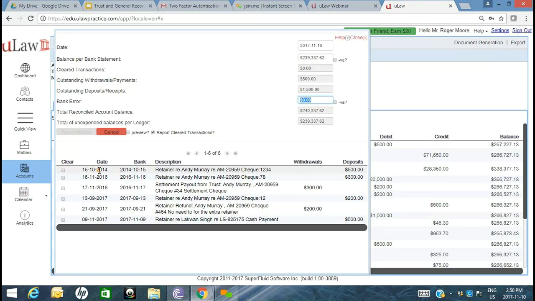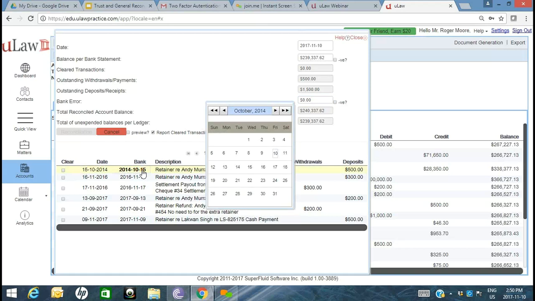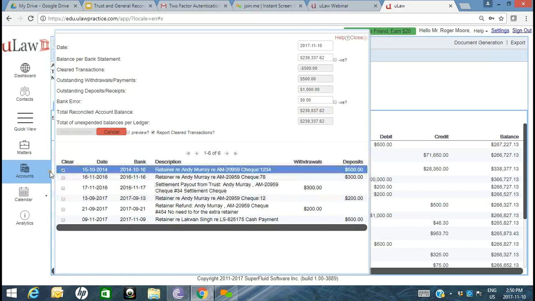Tell us if you have any bank errors. Okay? And then look at the different trust transactions that we have recorded in uLaw. There's just one transaction from 2014, but from since then to now, these are all the uncleared trust transactions that we know within uLaw exist.